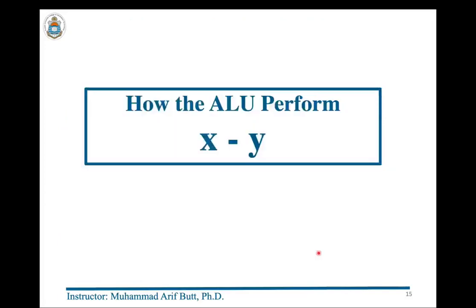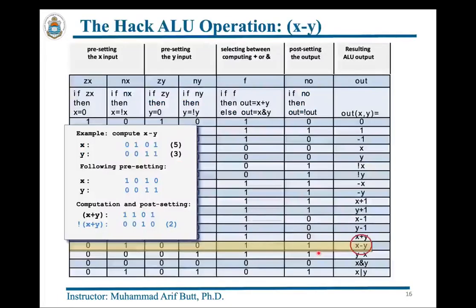Okay, so similarly, let me do another example, and that is x minus y. If you see the appropriate row of x minus y in this table, we have the control bits as 0, 1, 0, 0, 1, 1. Let me take the two values of x and y as 5 and 3. Since zx is 0, we don't zero out x, and since nx is 1, we negate x. So we have 0, 1, 0, 1. We negate it to 1, 0, 1, 0.